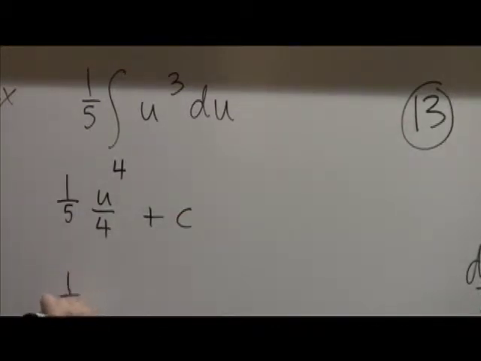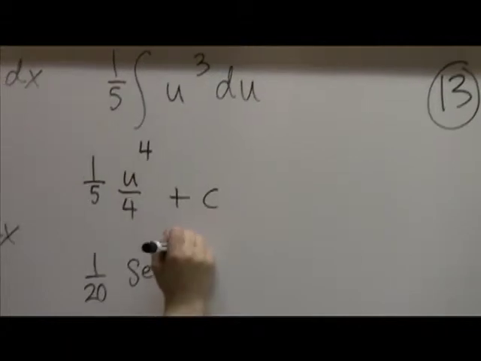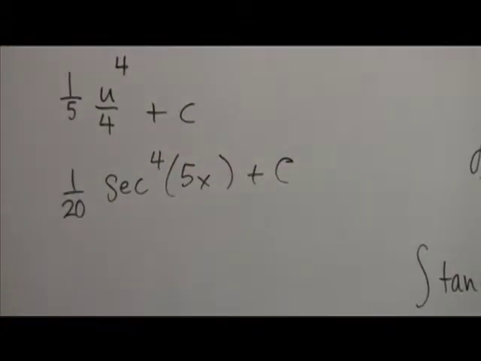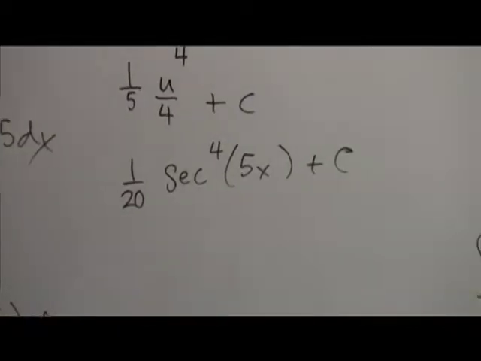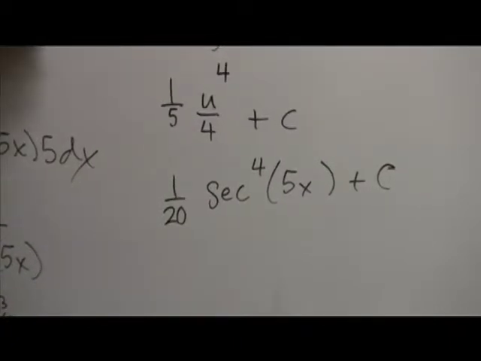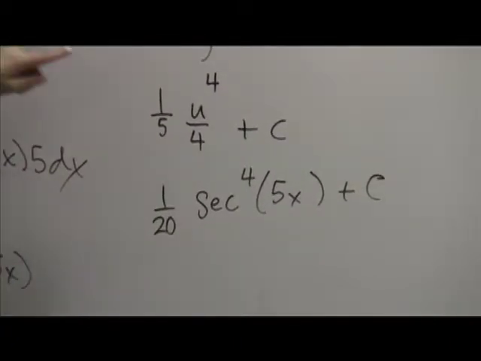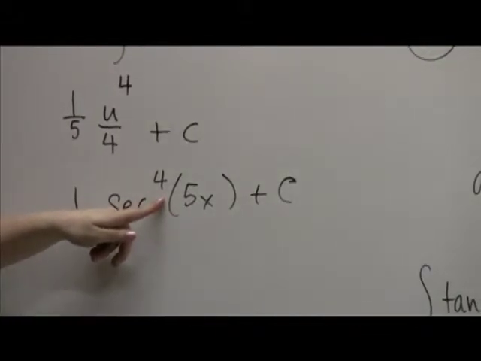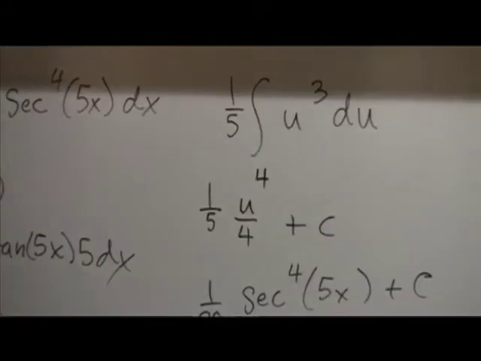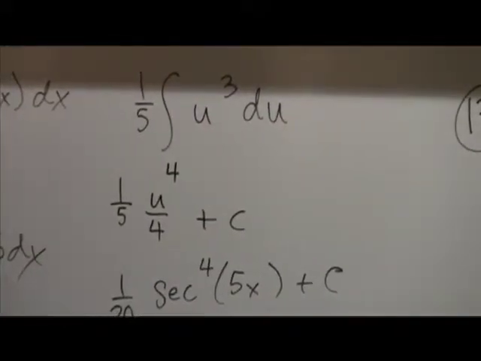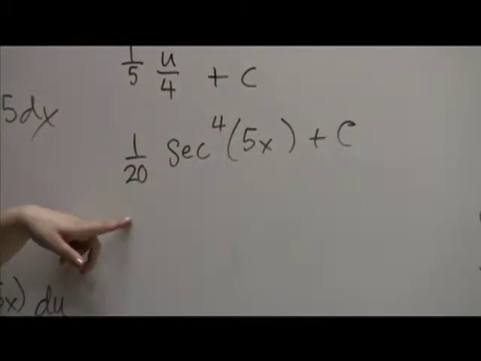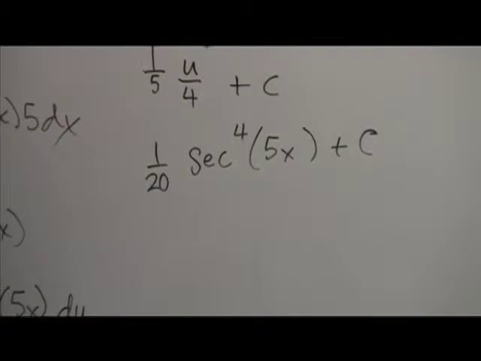So I have 1/20 secant to the 4th of 5x. Can I tell you guys a secret? Whenever secant has a power higher than 2, it always integrates to the same power again. So secant to the 4th is going to give me back secant to the 4th. And almost always, I'm not going to tell you it works every time, you can just divide by the coefficient on the inside and the power. And then plus c, and you're done.